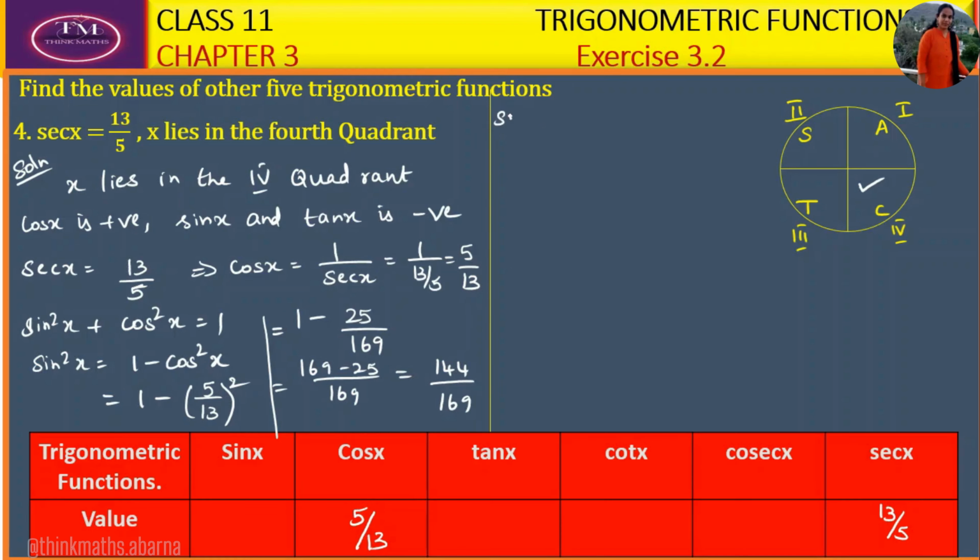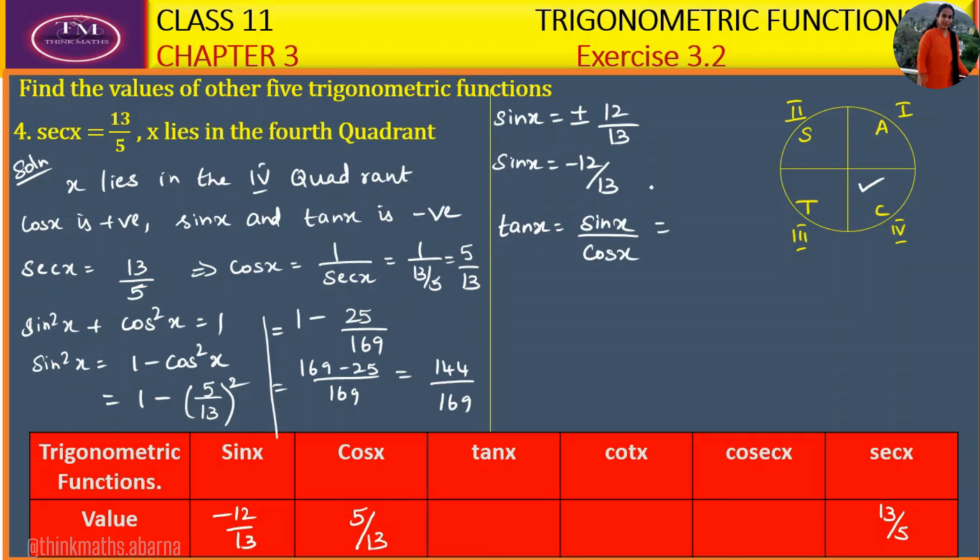So taking square root on both sides, we will get sin x equal to plus or minus square root of 144 is 12, square root of 169 is 13. So it is 12 by 13. What about sin x? It is negative in the fourth quadrant. So sin x equal to minus 12 by 13. So if you find tan x, the other two values are inverses of it. So tan x equal to sin x by cos x.